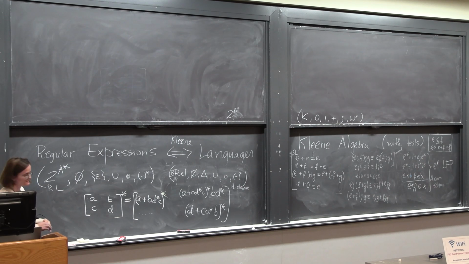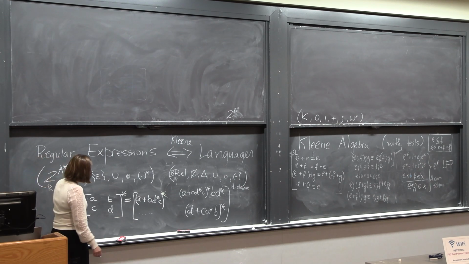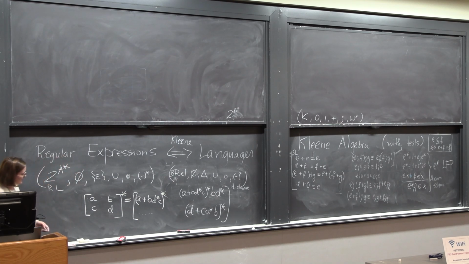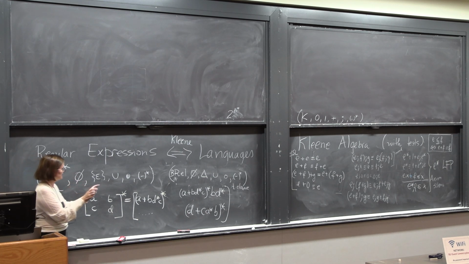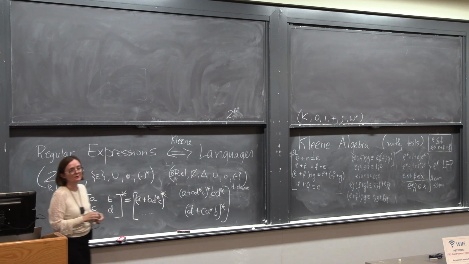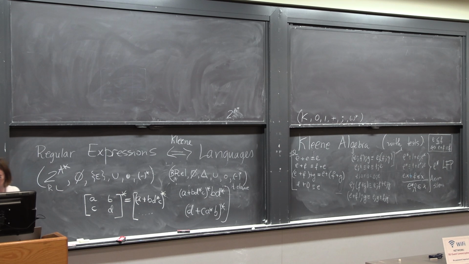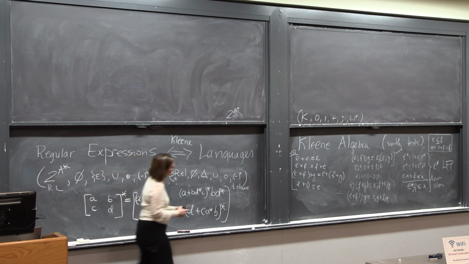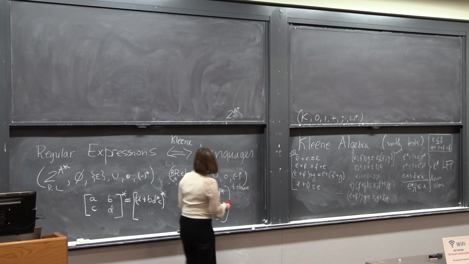square matrices over Kleene algebras play a big role in then proving that if two expressions denote the same language, then they are indeed provable using just the axioms from Kleene algebra. Okay, and that's, let me write that down. That's one of the main results.